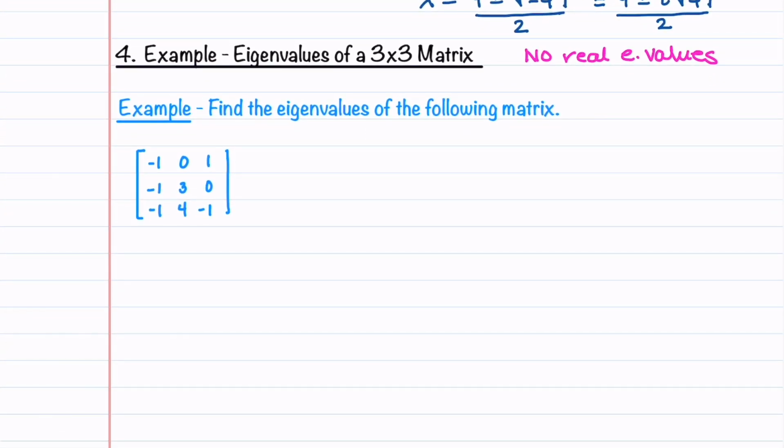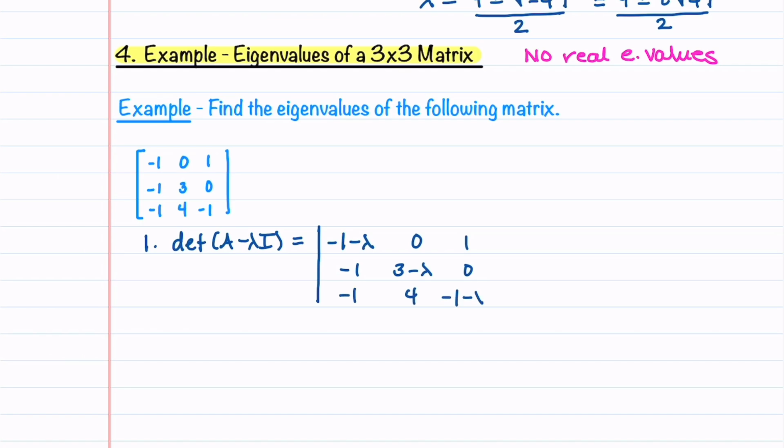Let's now walk through an example where we'll find the eigenvalues of a 3 by 3 matrix. The first thing that we have to do is to calculate the determinant of A minus lambda I. We're going to subtract lambda off our main diagonal entries, so we get minus 1 minus lambda, 0, 1, minus 1, 3 minus lambda, 0, and then minus 1, 4, and minus 1 minus lambda. I'm going to choose to evaluate this determinant by doing a cofactor expansion across the first row.